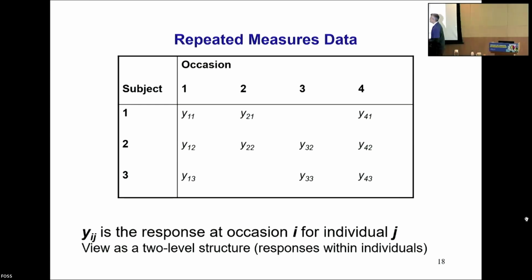So what does the data look like? We have repeated observations. For subject 1, we observe their Y value, maybe their health, at time 1, time 2. We don't observe it at time 3, but we observe it at time 4. And for subject 2, we observe their health at all 4 time periods. And for this person, we observe their health at time 1, time 3, time 4, but not at time 2.